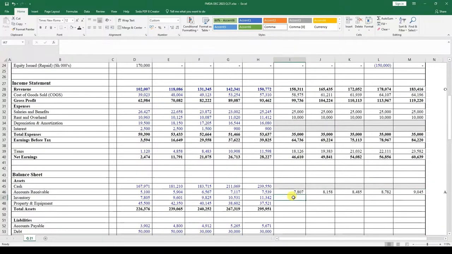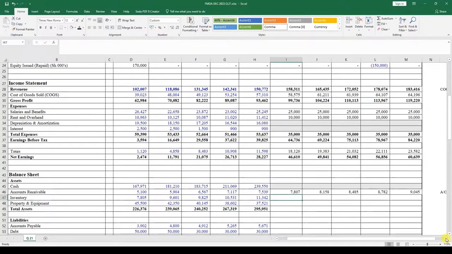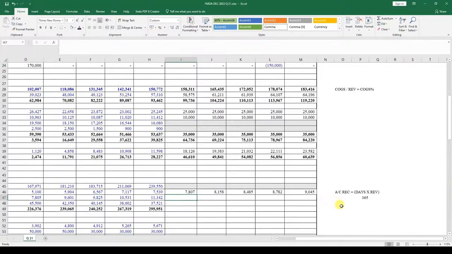Inventory is driven by cost of goods sold. So in a similar fashion over here, the formula here, inventory is given by the inventory days times COGS, not times revenue, and here we're dividing by 365. So that's what we expect over 365. So that's what we are going to do.